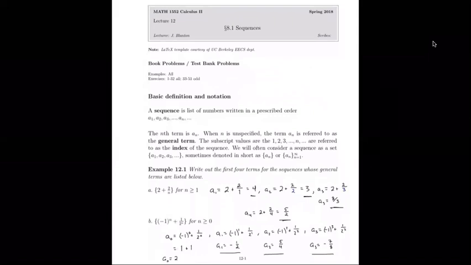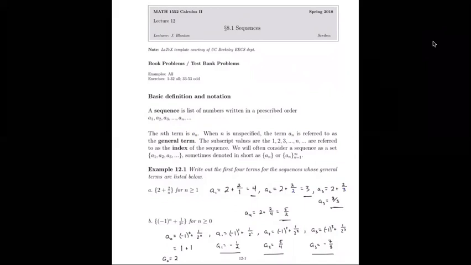A sequence is a list of numbers, a1, a2, a3, a sub n, all the way, and infinitely many of these. Now the nth term is a sub n, and it's referred to as the general term. It often holds the formula for what each term of the sequence should be. So there's a general formula for sequences oftentimes, and we can use that to represent a sequence without having to write down infinitely many values.